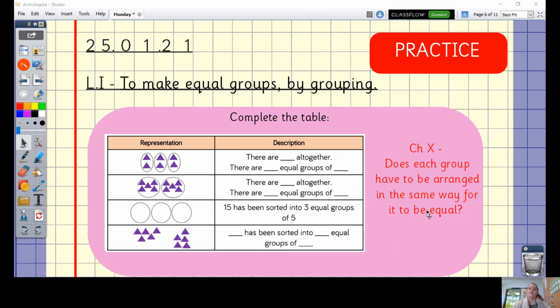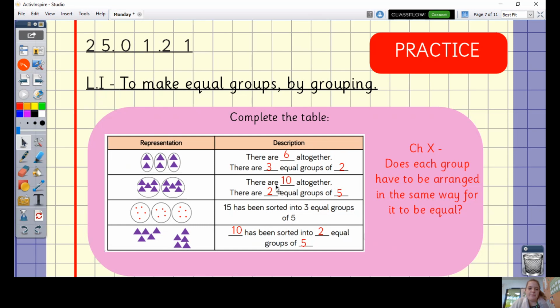Okay, have a little think about that one. So pause video here and have a go going through this table. We'll go through the answers in a moment. Okay, hopefully you've had some time now to complete this table. Let's share the answers. This first one, we've gone through this together.